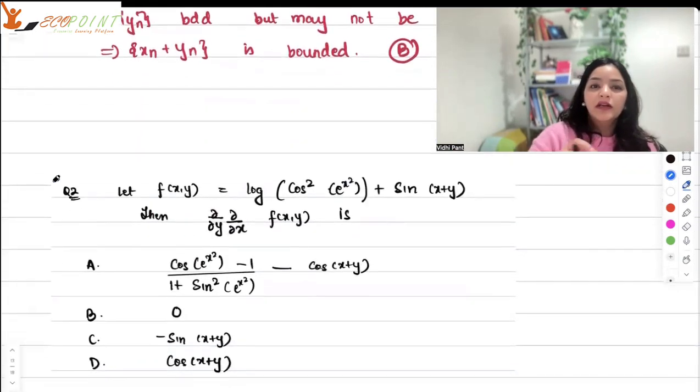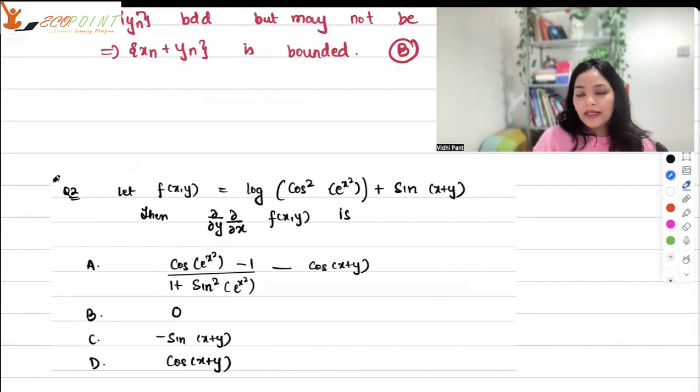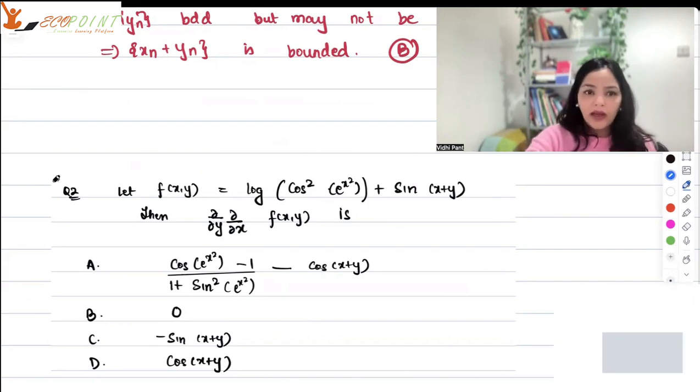Next question. fxy is a two-variable function, log cos square ex square plus sine x plus y. Then del upon del y into del upon del x of fxy, that is the cross partial, is, these are the options in front of us. What would it actually be? Now, this is del square, del x, del y. Okay, so you have to differentiate with respect to x and y.